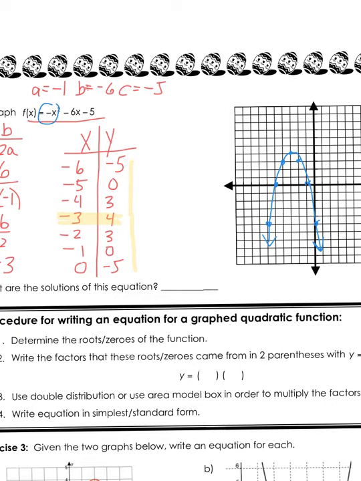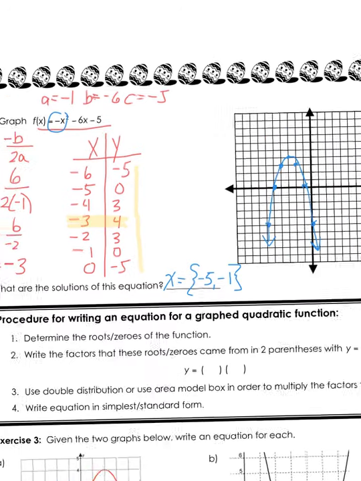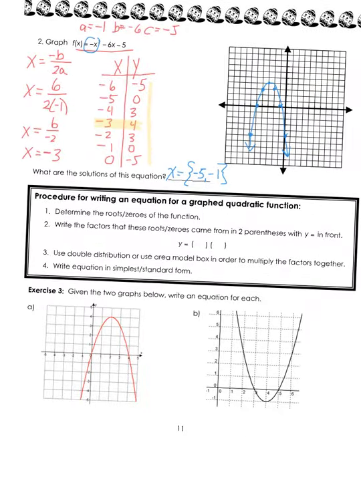Next question, what are the solutions of this equation? I'm going to use that set notation like I used before, and I'm going to list them in squiggly brackets. So I'm looking at the x-intercepts. I see one of them at negative 5 and one of them at negative 1. Okay, so last part of this.